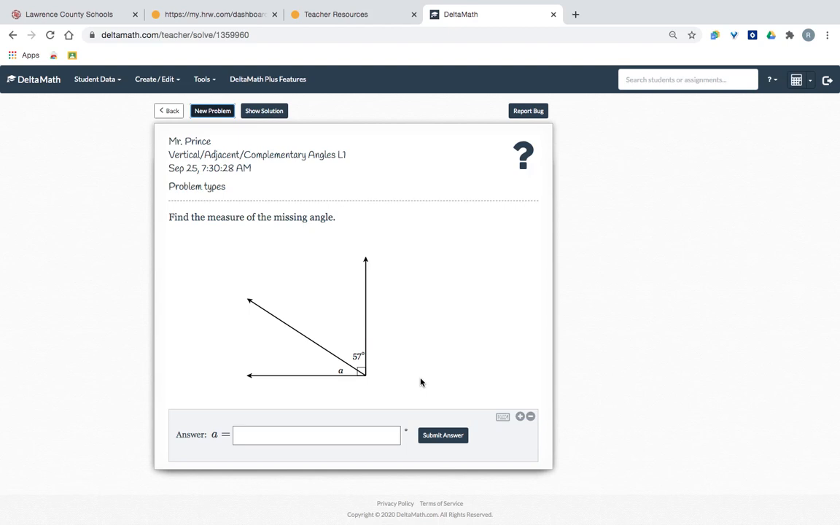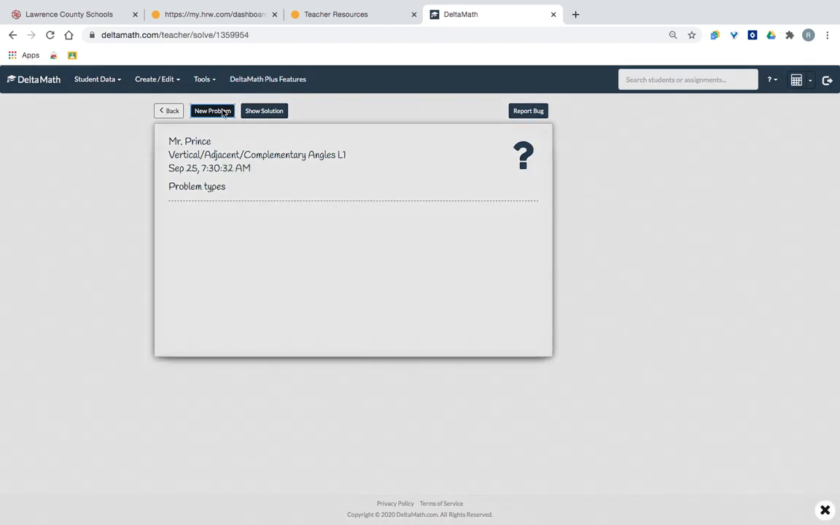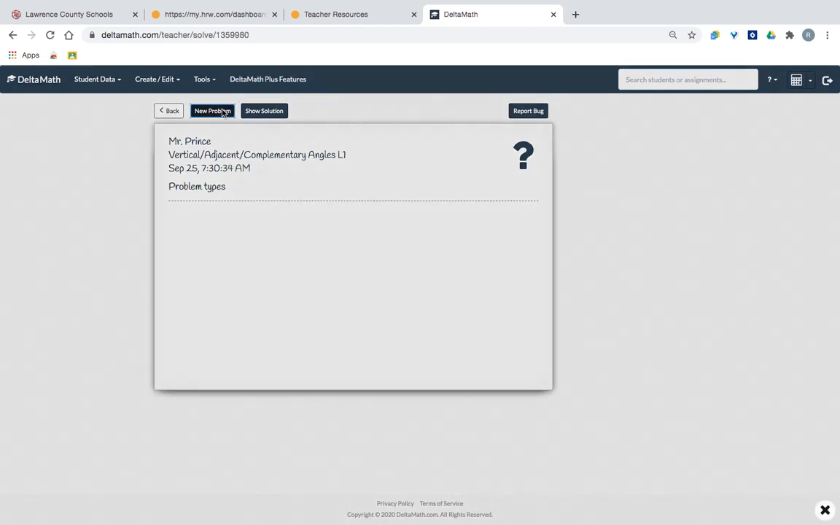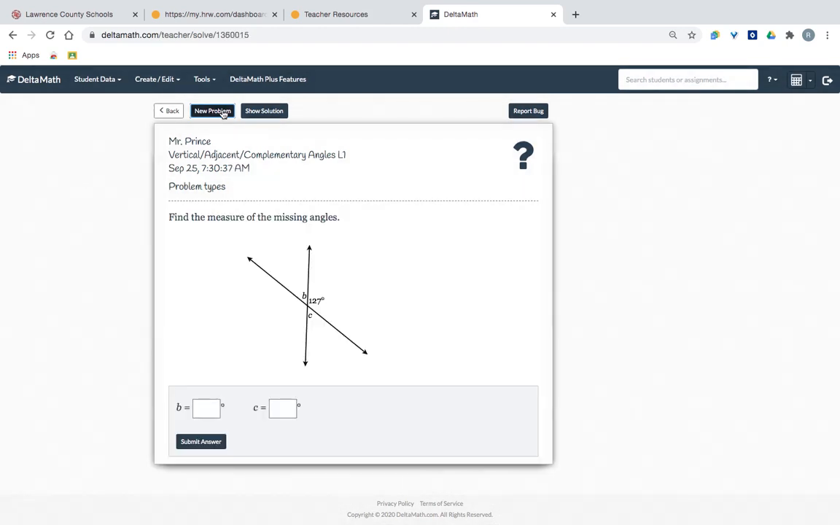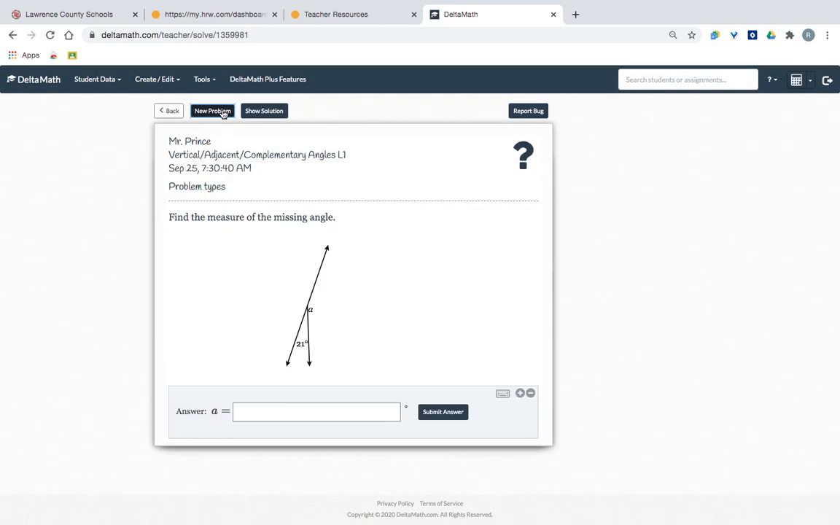I know we got different types in here. Let me just go ahead and do a new problem. We should have some that's not intersecting lines. Okay, there we go. So now we got another linear pair. This time it's not completely intersecting lines. It's just one line with an angle coming off of it. So these are adjacent angles, also known as a linear pair.